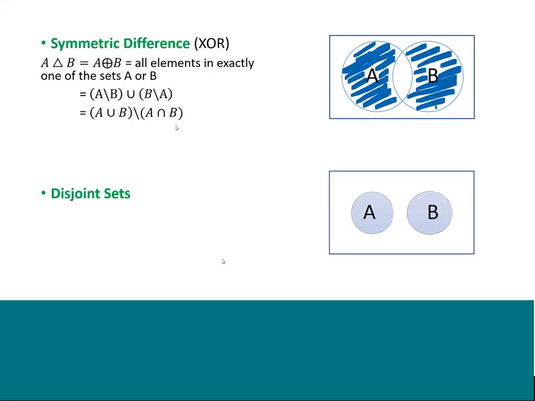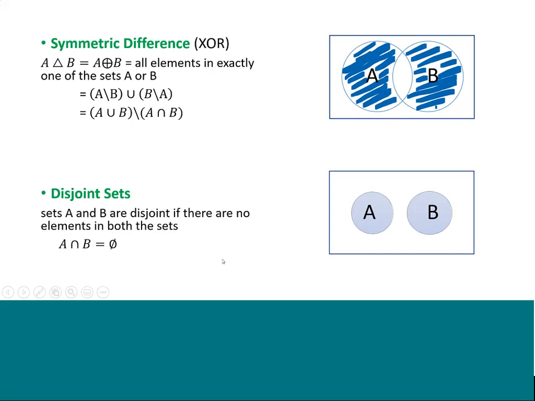And the last thing is a property, not an operation. This is the property of having disjoint sets. Disjoint sets are when you have two different sets, or more than two sets, where there is no element in common. In terms of the Venn diagram, notice there's no overlap. And in terms of symbols or the definition, we've got the intersection of A and B equals the empty set. Okay? So this is a property, not an operation.